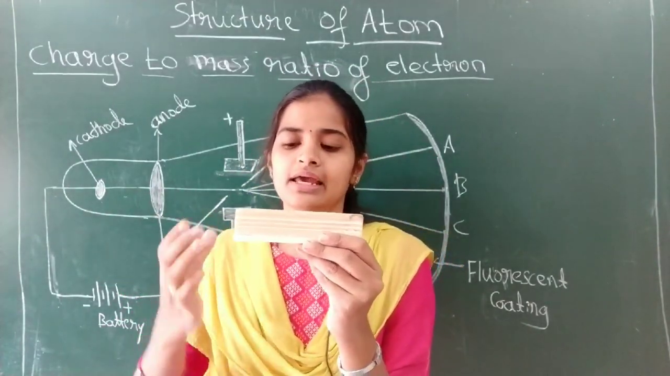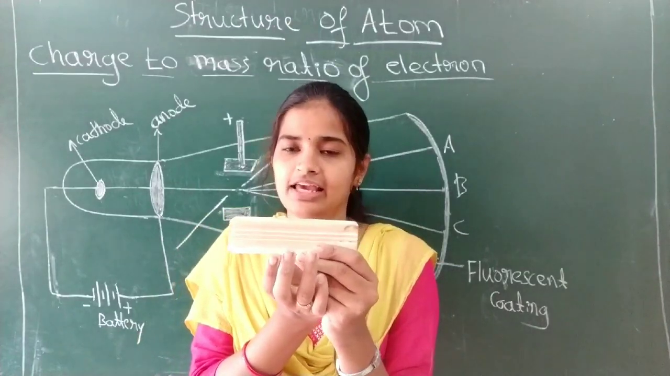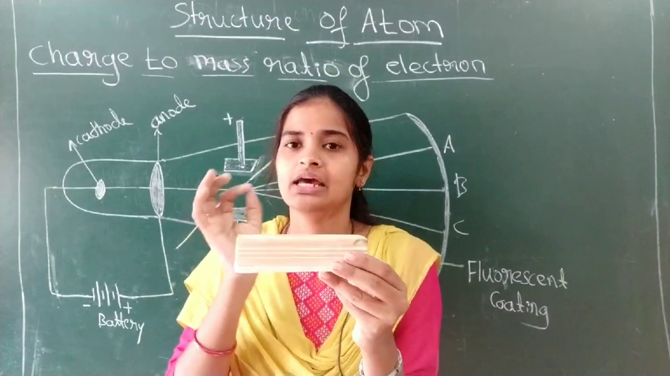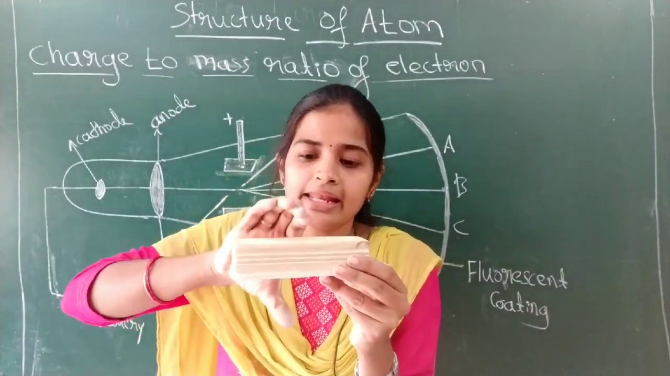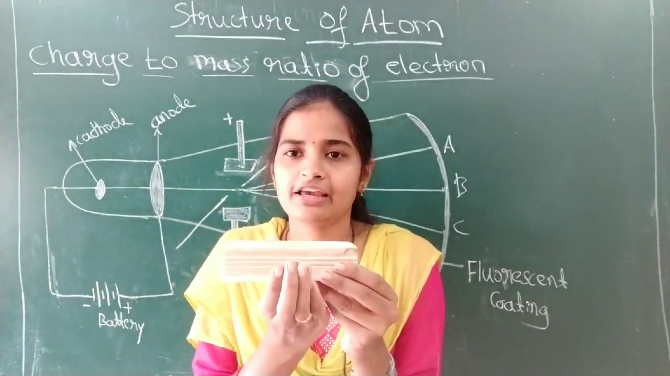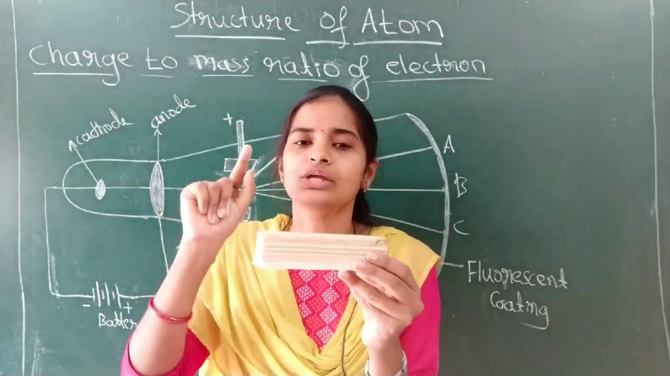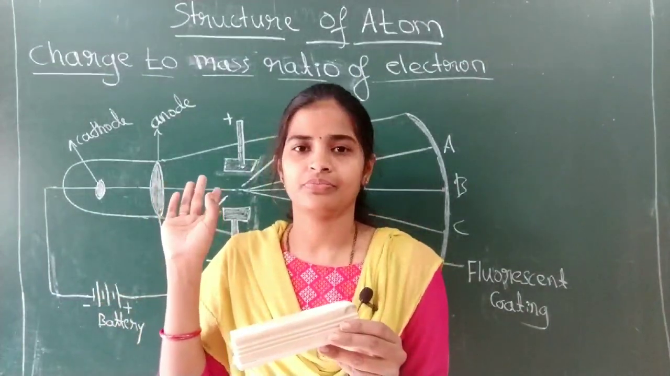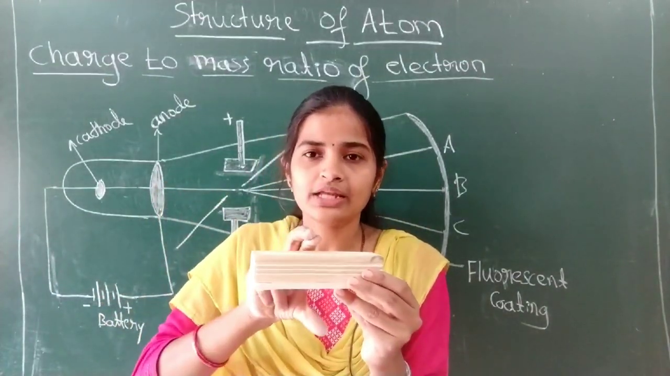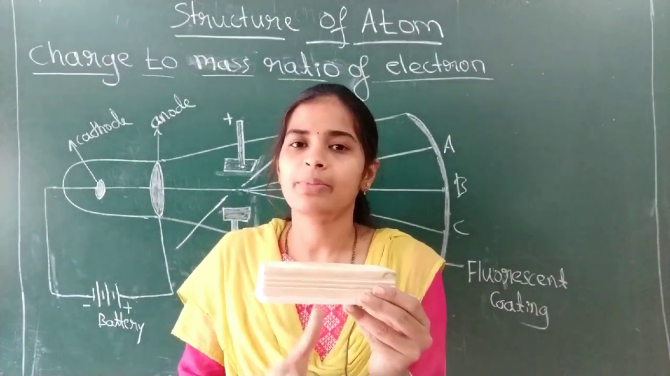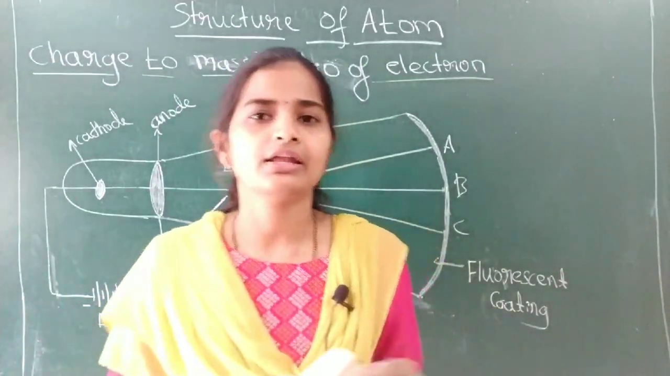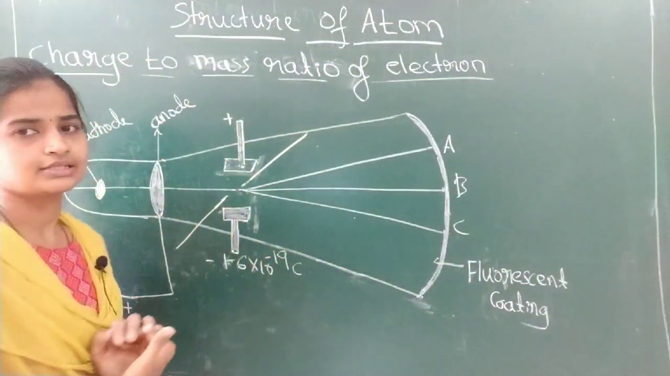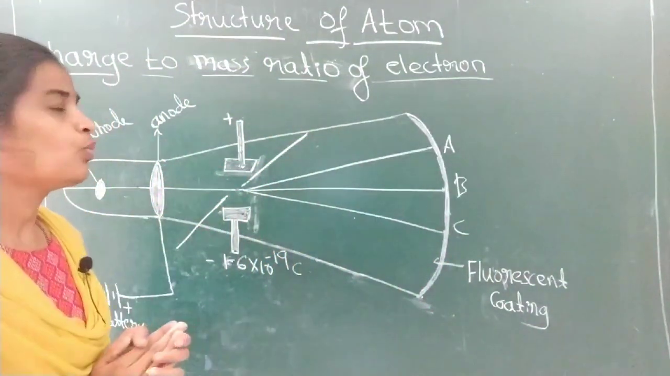And what has he done? He applied the electric field like this, which is also perpendicular to the direction of the cathode rays. Both the applied electric field and the applied magnetic field are perpendicular to the direction of the cathode rays and also perpendicular to each other. Is that clear? That I have tried to show in this diagram. One is like this, another one is like this. Got it? Then what did he observe?